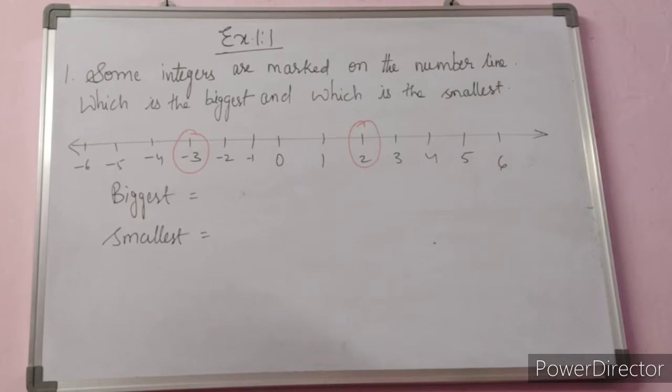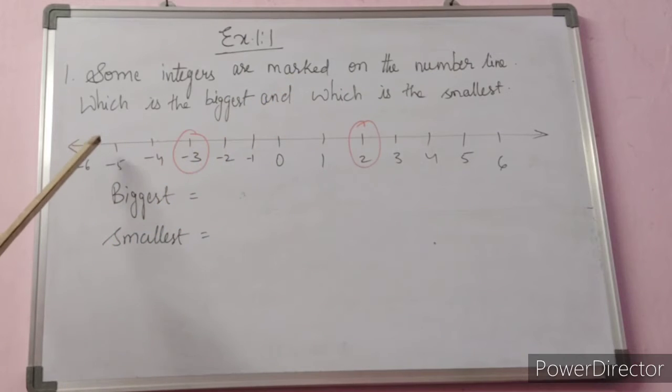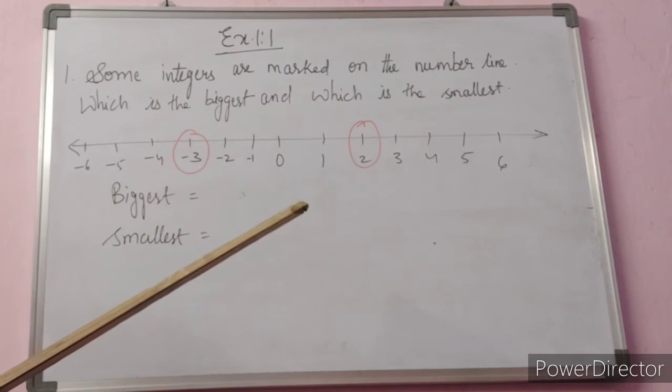And the other properties I will explain along with when I discuss the exercise problems. Today we'll start with exercise 1.1, and the first question is: some integers are marked on the number line, which is the biggest and which is the smallest.